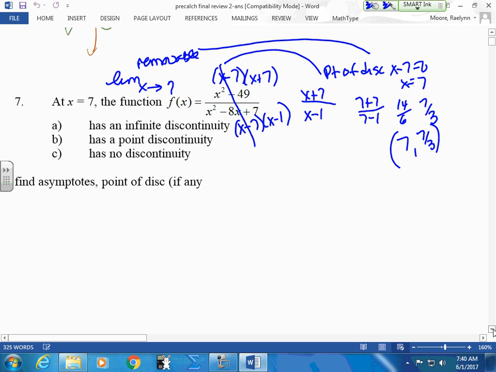So now, it has infinite discontinuity. It has a point discontinuity. We know that. So it can't have no discontinuity. Infinite discontinuity just means that it jumps and doesn't continue at all. But we have continuity here, so don't worry about this one. I don't ever see it written like that either. But this one has a point discontinuity.